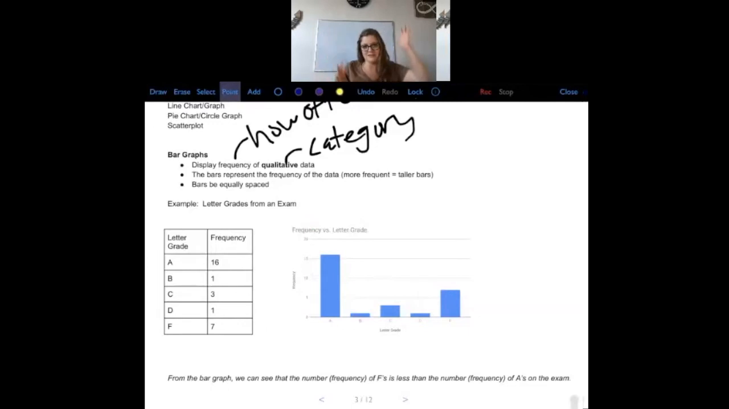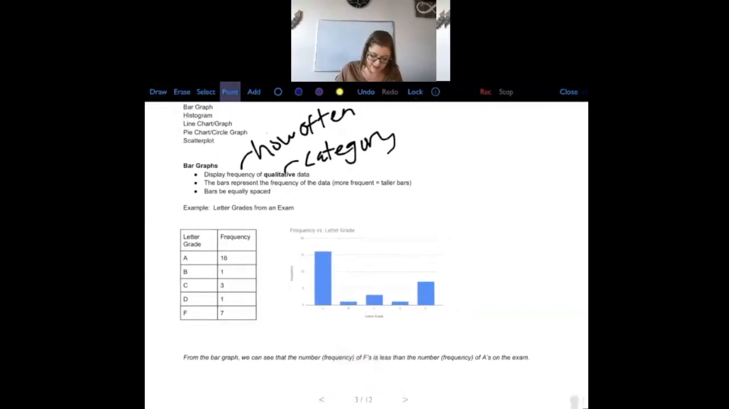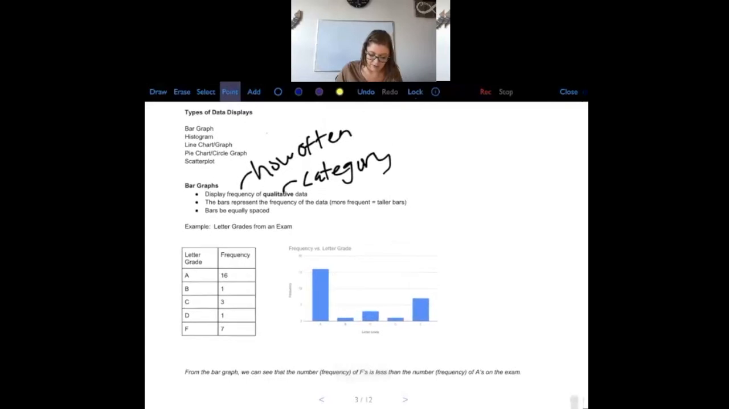You can also have a tilted bar graph as well. So here we can see that A is just above 15, so probably 16. B is really low, C is under 5, D is under 5, and F is just above 5. Our bars here are equally spaced. That's just because we have categories here. And then from the graph, we can see that the frequency, or how often F's occur, is less than the frequency of A's occurring on the exam. So it's a visual representation of categorical data.